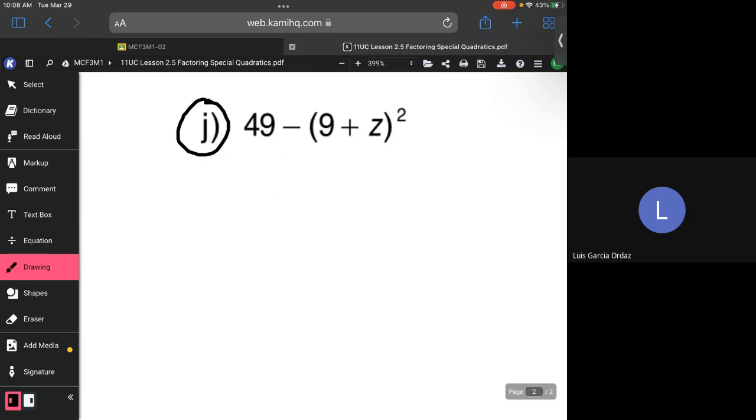Yes, Camilla? I don't think this is right, but is it 7 minus 9z, and then 7 plus 9z? Yeah, you can, but you have to now. Do you have like terms in there?